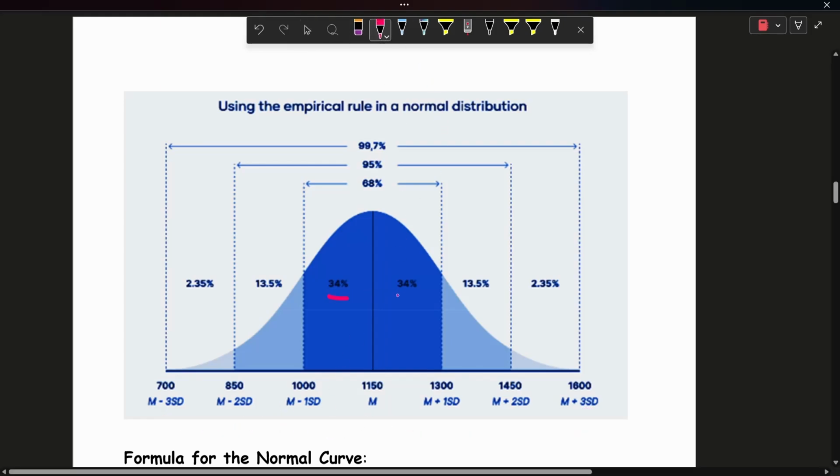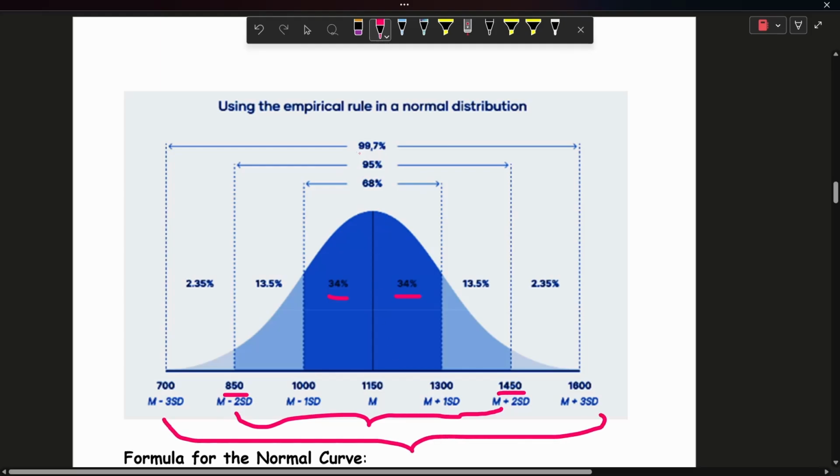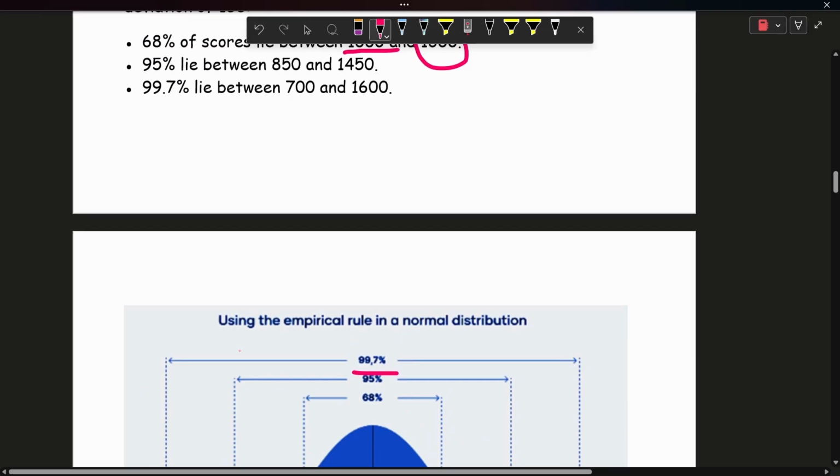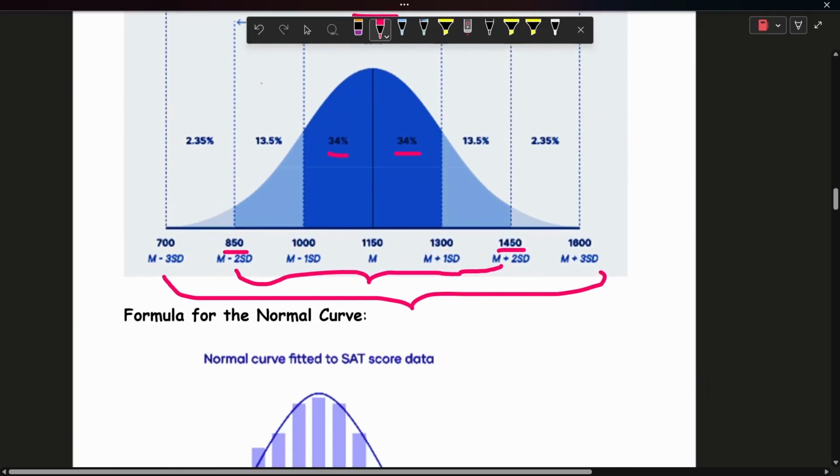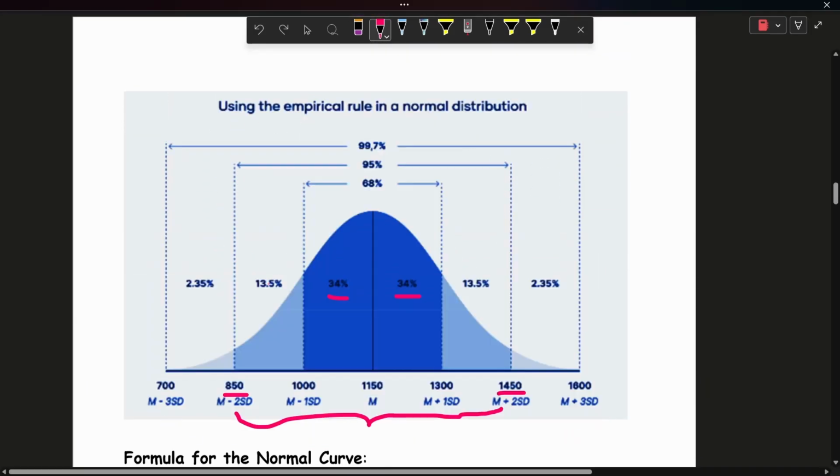Here 34% and 34%. These are equally divided because this graph is symmetrically distributed. The remaining part is this. In between 850 and 1450, 95% of the data is distributed. And in between 700 and 1600, 99.7% of the data is distributed. So this normal distribution gives us many insights into how the data is spread and divided.